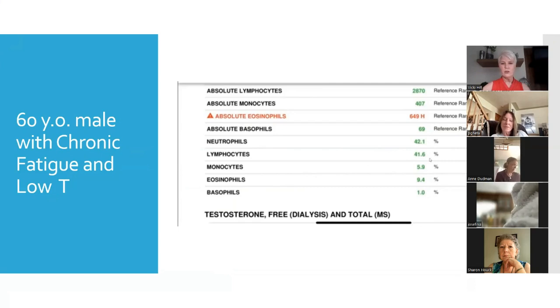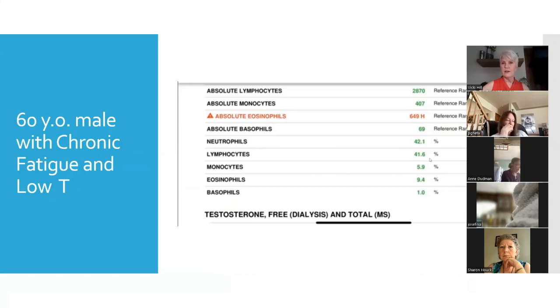So his neutrophils are at 42%. His lymphocytes are at 41%. So remember we talked about that 1-to-1 ratio? That's being exhibited here. But looking down here, his monocytes are at 5.9, so 6%. But his eosinophils are at 9.4%.